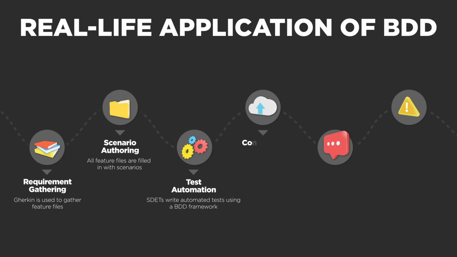It follows with continuous integration. BDD tests are integrated into the CI pipeline. Whenever code changes are made, BDD tests are automatically executed. If a scenario fails, the team addresses this immediately, preventing defects from accumulating.